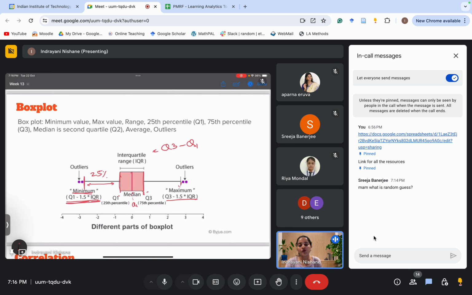Using this formula: Q1 minus 1.5 times IQR, where the interquartile range is nothing but the range of the 50% of the population, from which point to which point the 50% of our data points are lying. You can compute this using this formula: minimum is Q1 minus 1.5 times IQR, and maximum is Q3 plus 1.5 times IQR. This formula will give us the minimum and maximum values, and anything beyond those values is an outlier.